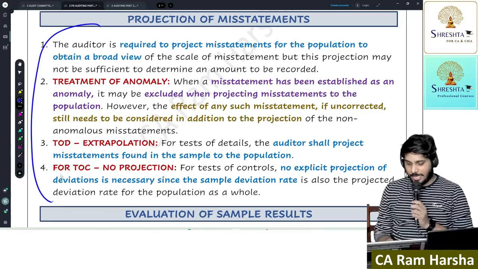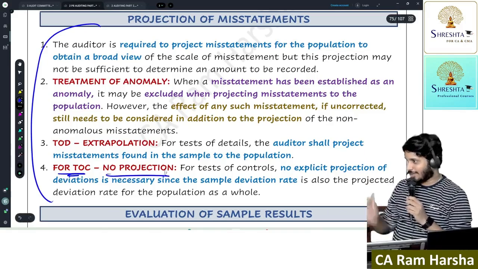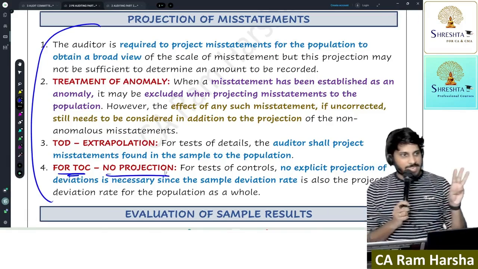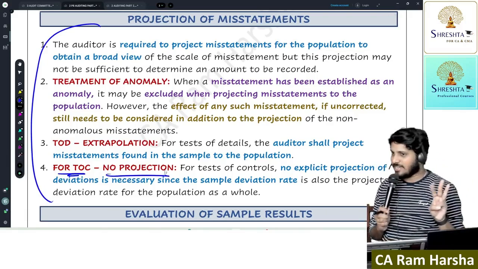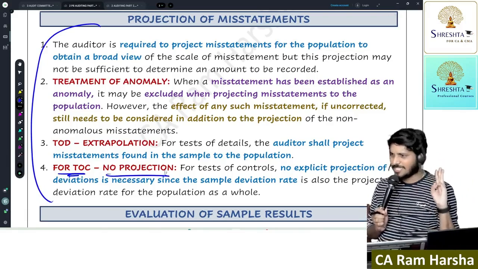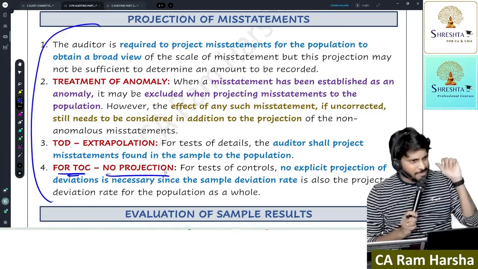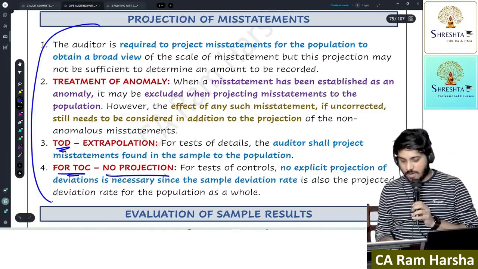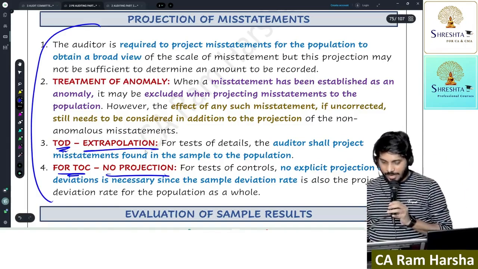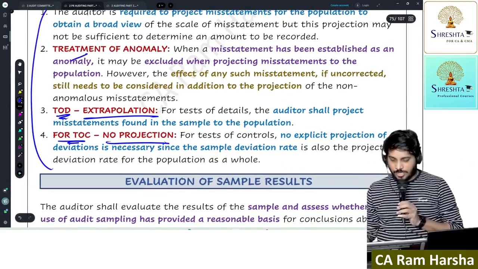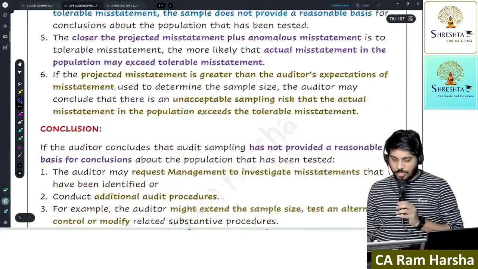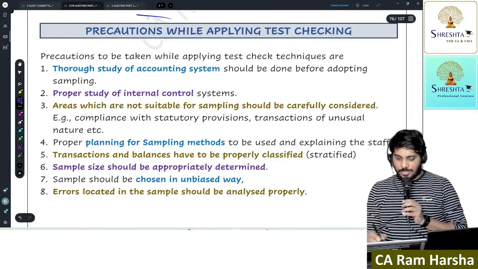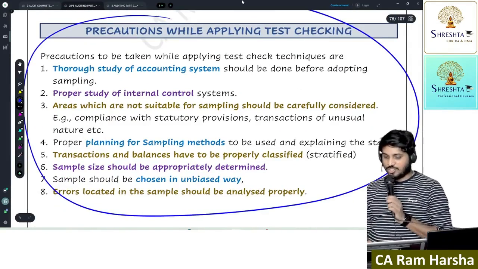Getting it? In controls, projection is not required. If control is deviated 30%, population deviation for controls is how much? 30% only, because it is expressed as a percentage. Whereas in test of details, extrapolation is required. Anomaly means what? What is the treatment of anomaly? How to evaluate sample results? What are the precautions you should take while applying test technique?